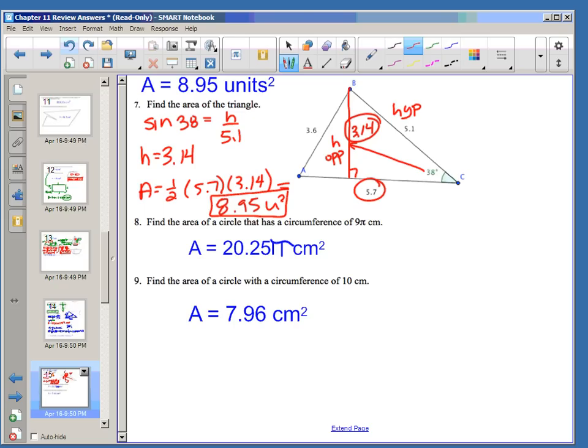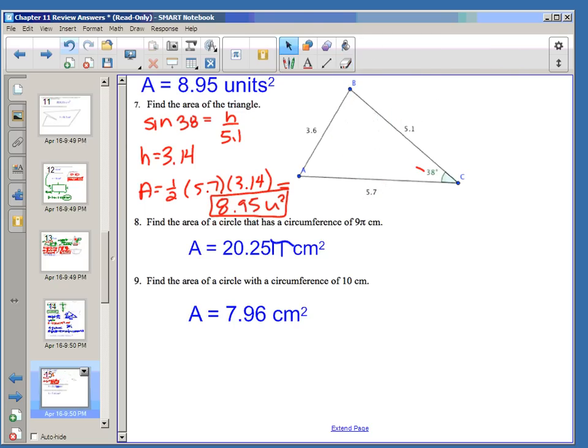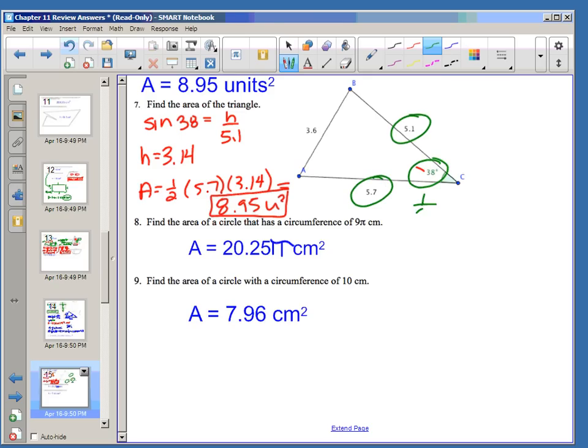All right. Now again, we can use that same formula we did last time though, so I'm going to erase what I have over here. To use that formula, I need side, angle, side. So I could just do 1/2 5.7 times 5.1 times sine of 38. And I should hope that that gives me the same thing. And then I get 8.95 again.